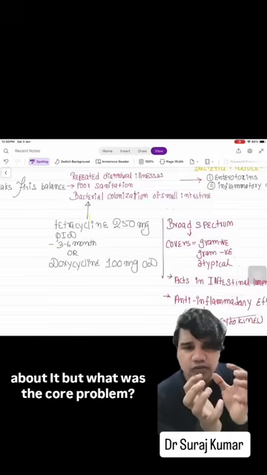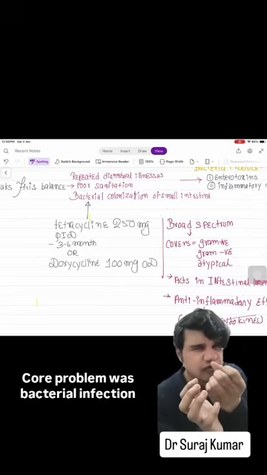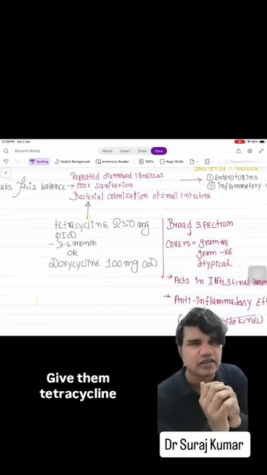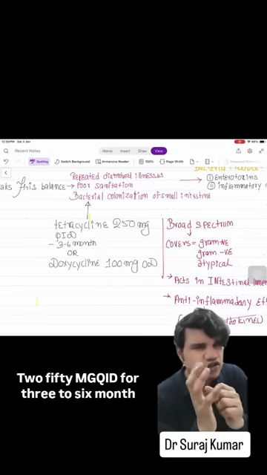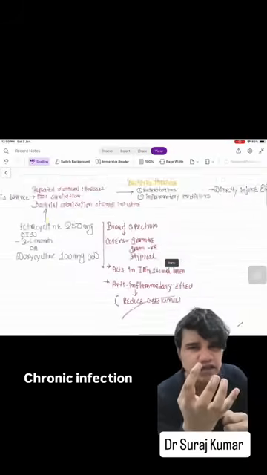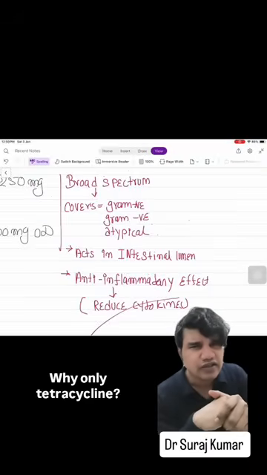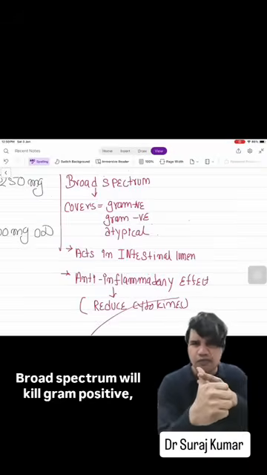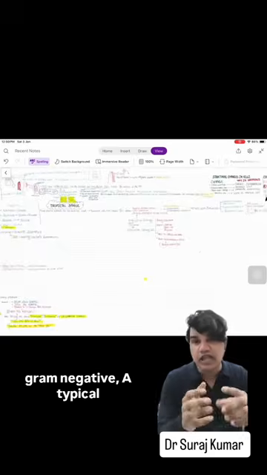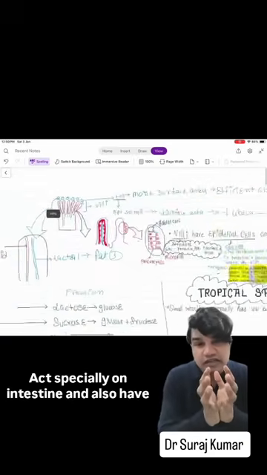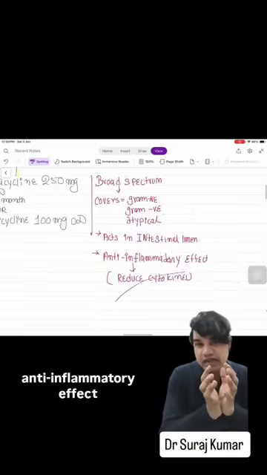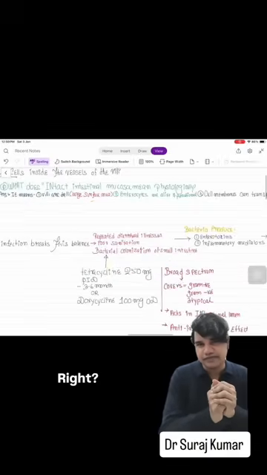So that was about it. But what was the core problem? You resolved the symptoms. The core problem was bacterial infection. Give them tetracycline 250 mg QID for 3 to 6 months. Why 3 to 6 months? Chronic infection. Why only tetracycline? It is broad spectrum, will kill gram positive, gram negative, atypical, acts especially on the intestine and also has an anti-inflammatory effect, right?